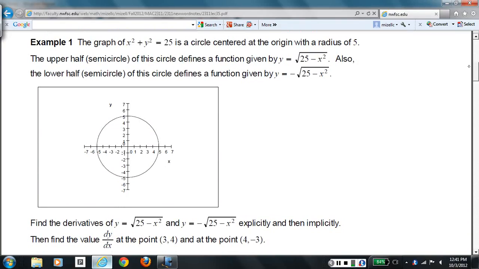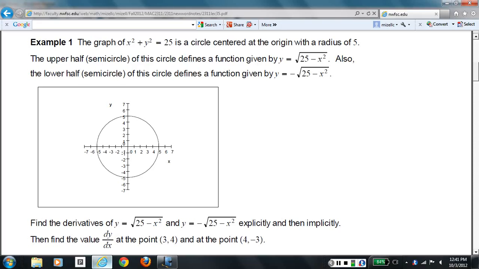As far as the process, what I want to do with example 1 is a little bit more familiar. The picture is a little bit more familiar. I think this will be a nicer introductory example for this. We've got a circle centered at the origin with a radius length of 5. And we know this is not a function of x because it fails the vertical line test pretty badly.